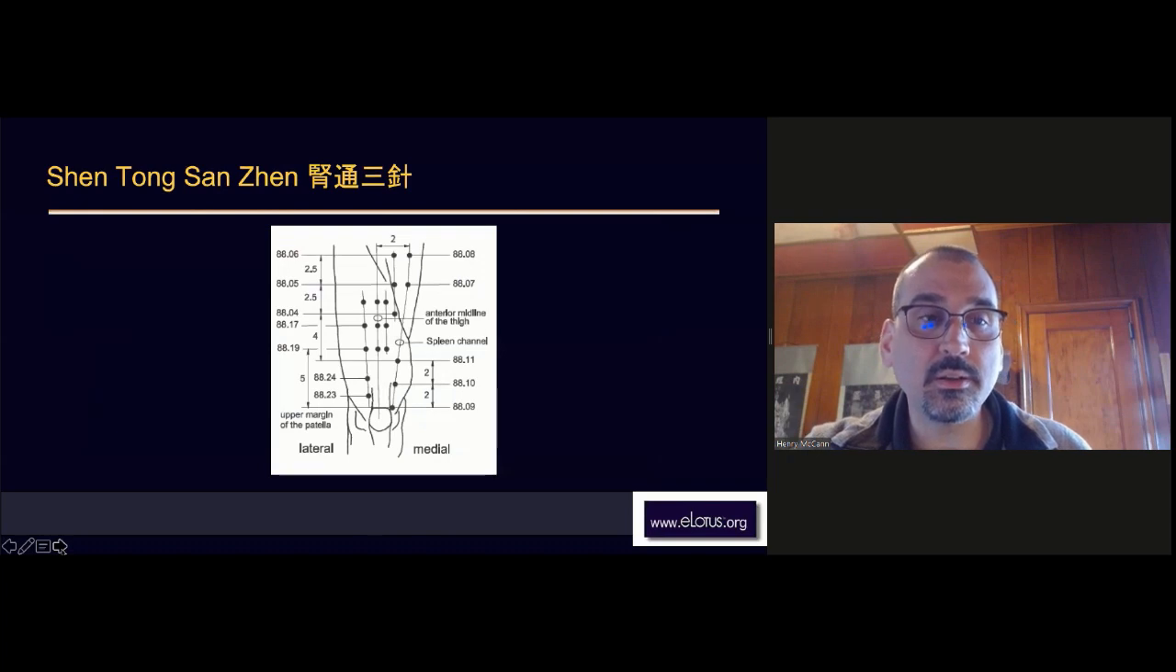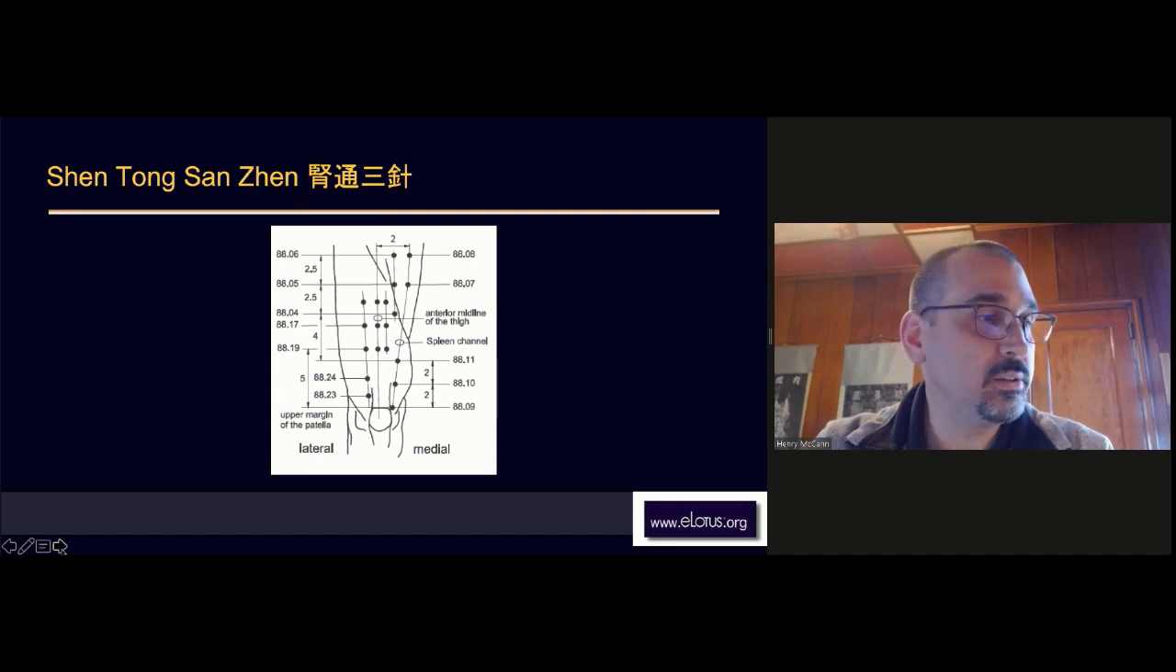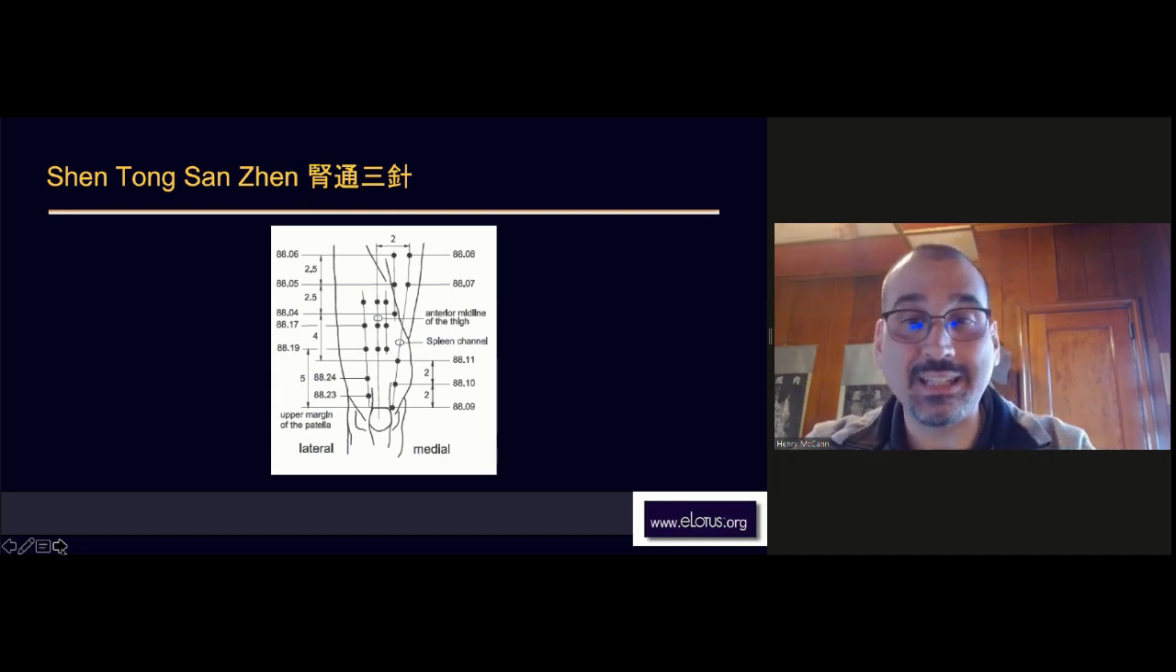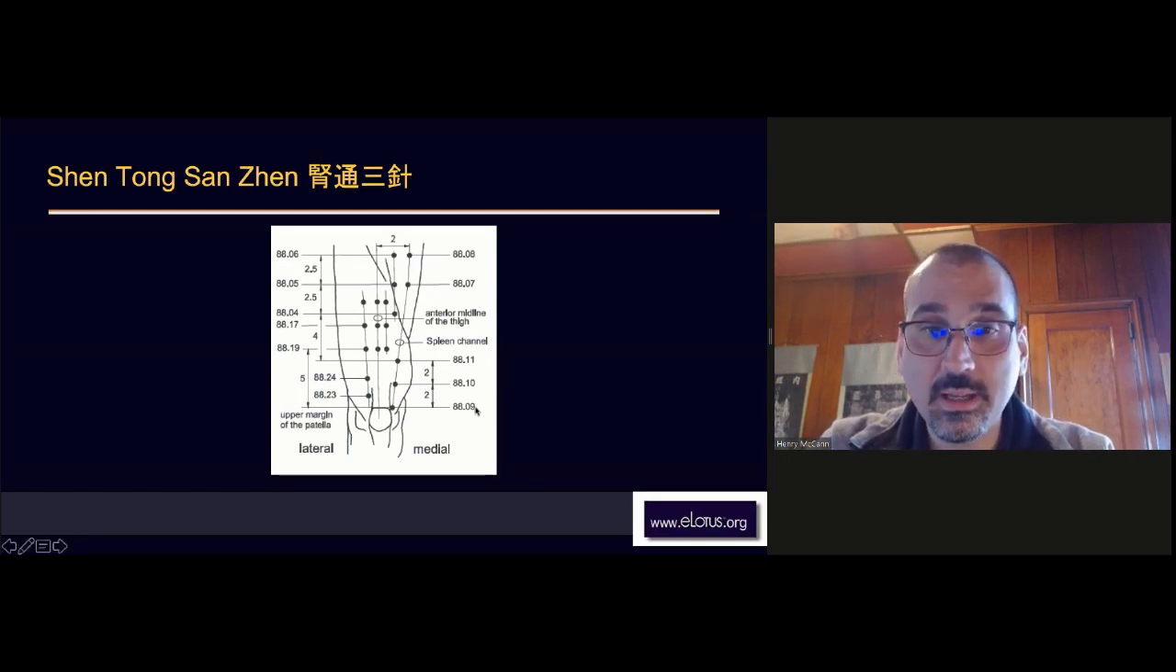The next group is the penetrate the kidney 3 needles. This is the second kidney Daoma group. So this one is also Shen Tong, which means penetrate or connect. Say connect kidney. Is also kidney, right? This is a group in zone 8. So the three emperors is in zone 7. This group is in zone 8. This is 88.09, 10, and 11, right? These are along the spleen channel.